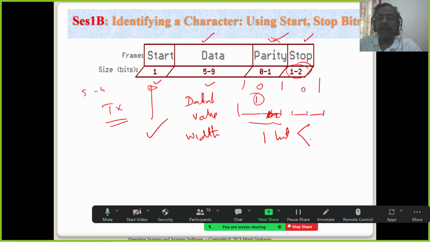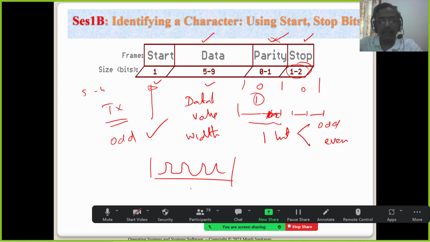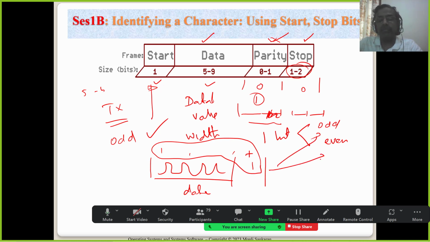Again, for parity I have an option: odd parity or even parity. Now when I say that the transmitter is assuming odd parity, what does it do? It has been explained in DSCA also. It just looks at the number of ones in the data, either 5-bit or 6-bit or whatever. That number of ones plus the parity bit, all together, should be either an odd number of ones or an even number of ones, based on what you choose.